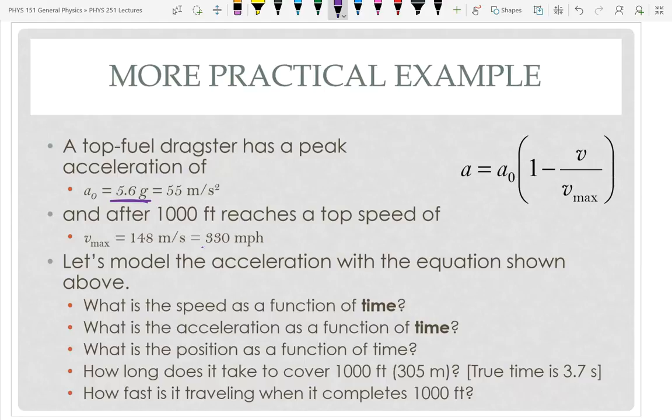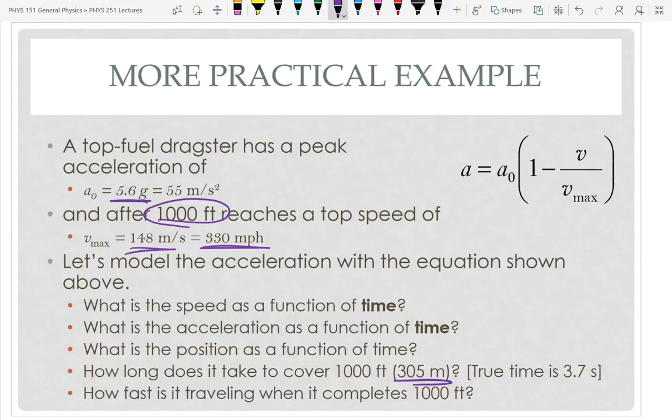So they reach a maximum speed of only 330 miles per hour after 1,000 feet. If I sprint, it's not quite the same, just in case you're wondering. I don't even reach 1/10 of that, which is obvious. Well, I put it in 148 meters per second because we're in physics here. We don't use feet, just like we use acceleration in meters per second squared. And how far is 1,000 feet in real units? It's 305 meters.